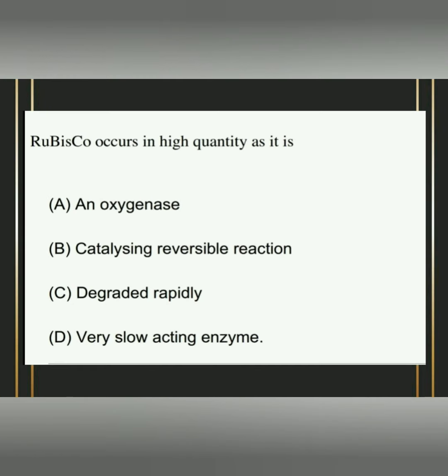Rubisco occurs in high quantity as it is an oxygenase, catalyzing a reversible reaction, degraded rapidly, a very slow acting enzyme. So the answer to this question is D, slow acting enzyme.